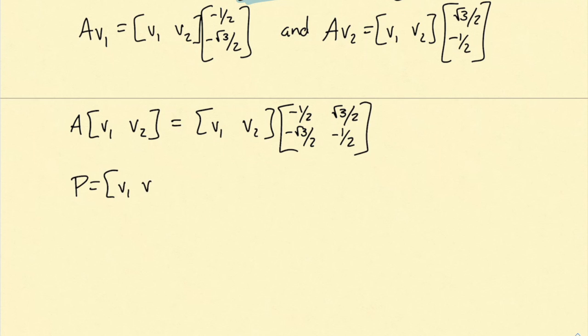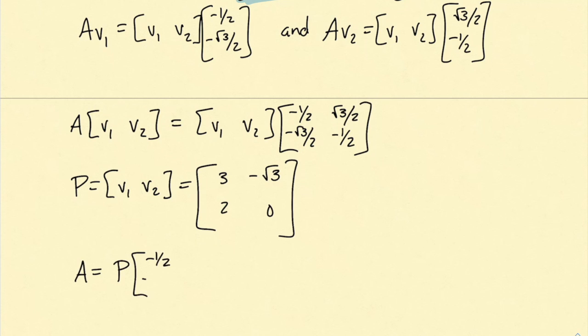If we call this matrix with columns V1, V2, P, it's easy to see that these two points do not lie on the same line through the origin. Namely, one lies on the x-axis while the other does not. This tells us that P is an invertible matrix. So we can multiply our expression by the inverse of the matrix P.